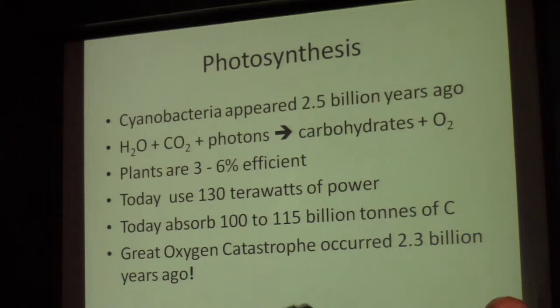Photosynthesis. About 2.5 billion years ago, a clever bacteria figured out how to make carbohydrates. It took water, CO2 from the atmosphere, and photons from the sun, and created carbohydrates and oxygen. Carbohydrates are very useful to plants for energy and structures inside. Plants are only 3 to 6% efficient at using the light that falls on them. On Earth today they use about 130 terawatts of power. That's a lot of power, even at that low efficiency. They absorb a lot of carbon, and they caused the great oxygen catastrophe that occurred 2.3 billion years ago.